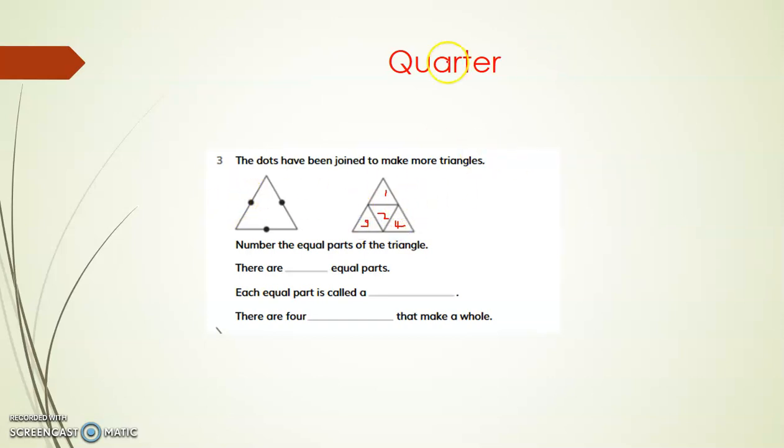So 4 equal parts make up the quarter. There are 4 equal parts. Each equal part is called a quarter. Q-U-A-R-T-E-R. Quarter.